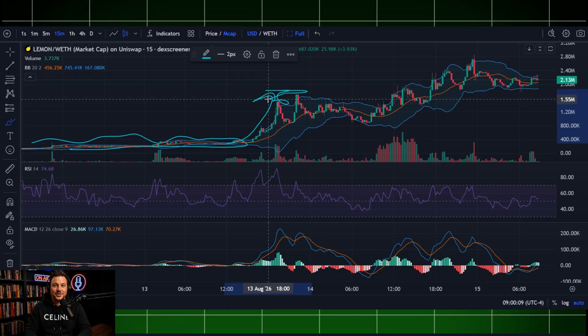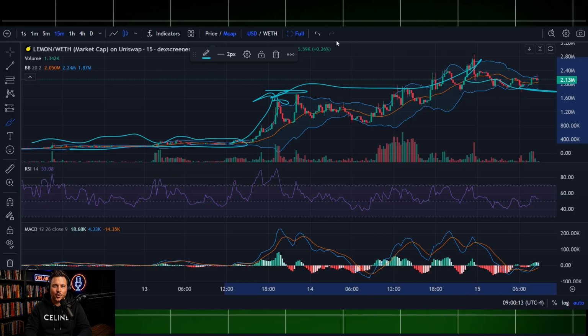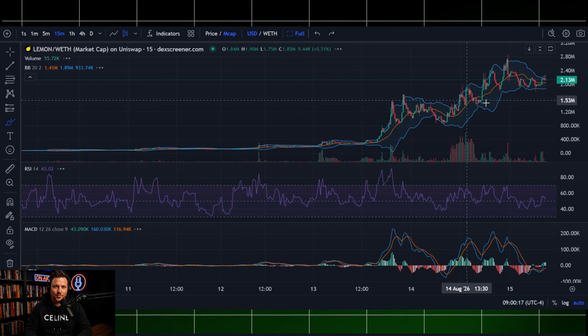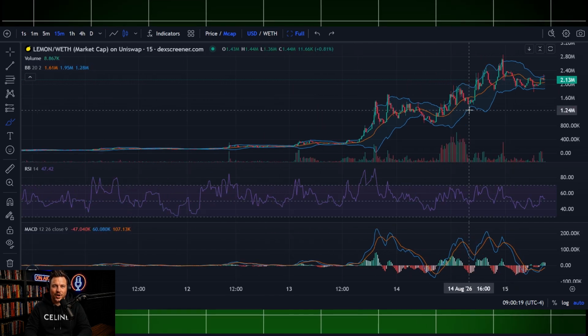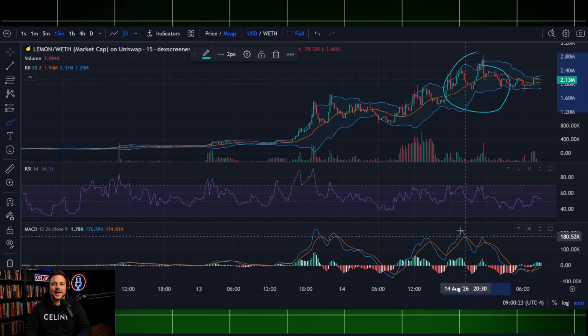But here's where things get interesting. We're now sitting around 2.17 million. The big question is, is this the end of the move? Or is the chart preparing for another breakout? To answer that, we're watching 3 things: Bollinger Bands, RSI, and MACD.